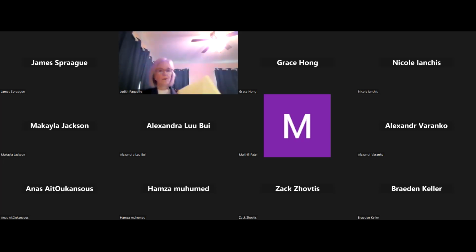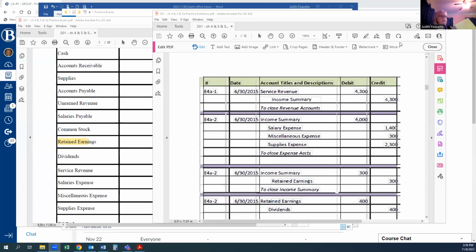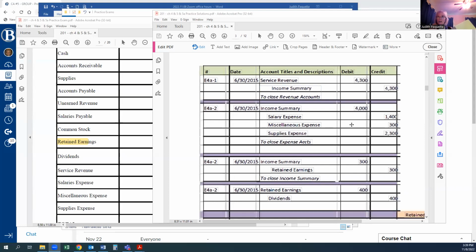Now let's go to journal entry number 3, which is closing out income summary. I totally recognize that some of this feels redundant. We do it so we can create a journal entry that shows us net income, and that's what this is doing. We're going to get rid of that $300 balance. That's journal entry number 3.